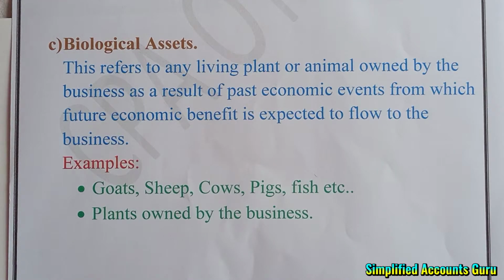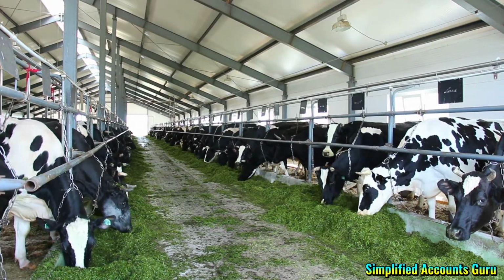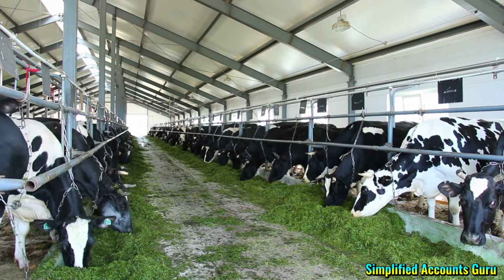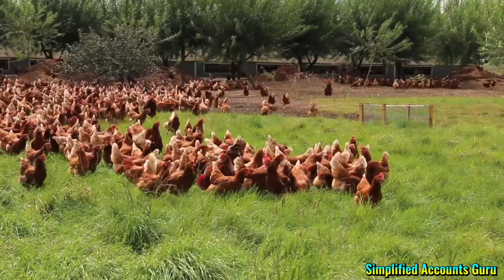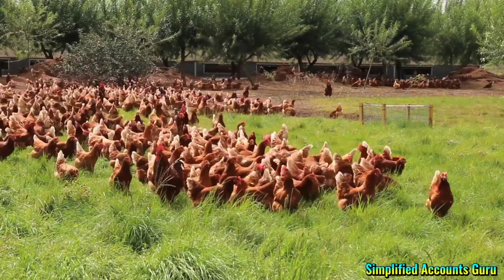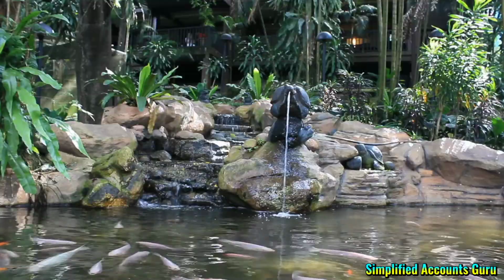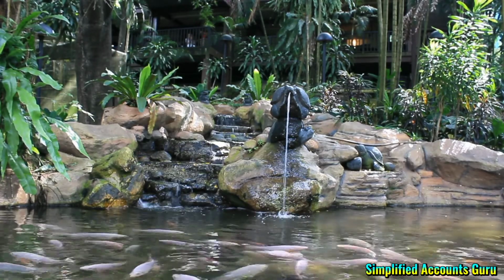We also have another category of assets called biological assets. This refers to any living plant or animal owned by the business as a result of past economic events from which future economic benefit is expected to flow to the business. I will give you a case scenario that will help you understand best. And this is the one that I believe will really sink more than even the first easiest ones up there, the non-current asset and the current asset.